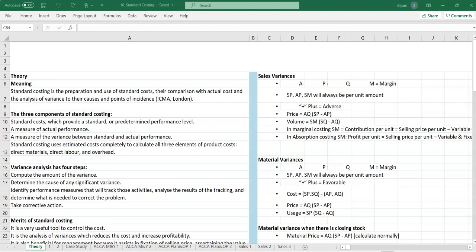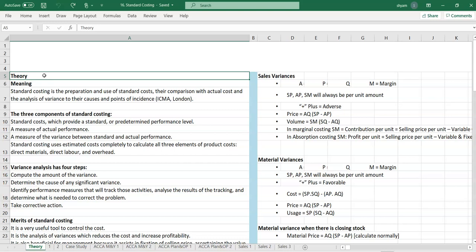So welcome to this video. In this video, we are going to discuss standard costing. This is a lengthier topic. Standard costing is very important, and there are several formulas and techniques here.